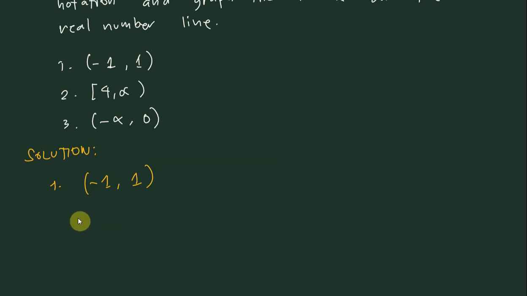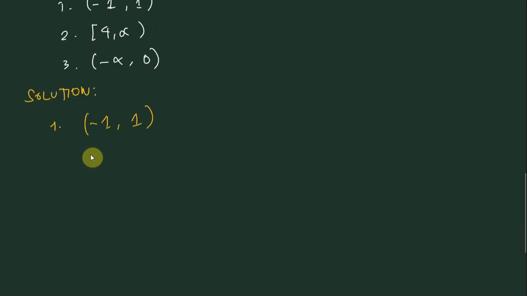So the inequality notation for this will be: x is greater than -1. So why do we use greater than? Because this is open here, right? So it does not include -1. Greater than -1 and lesser than 1. So as you can see here, we do not use lesser than or equal because this is open here in 1.